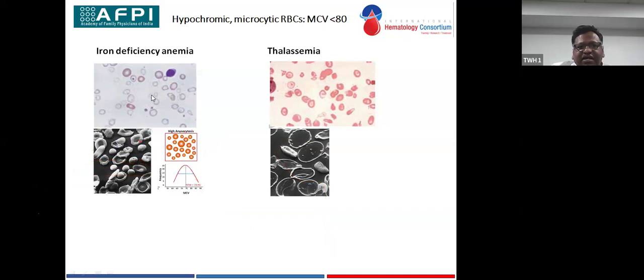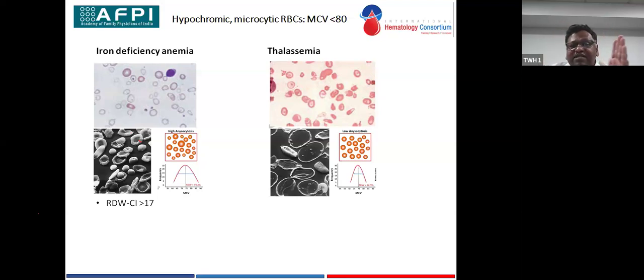So you see, the RBCs, some are small, some are large, some are very large. This is a very wide curve. On the other hand, if you look at thalassemia, most of the cells are the same size. This is a normal sized curve. It's narrow. This is called the RDW, red cell distribution width. The machine gives this measurement, RDW.